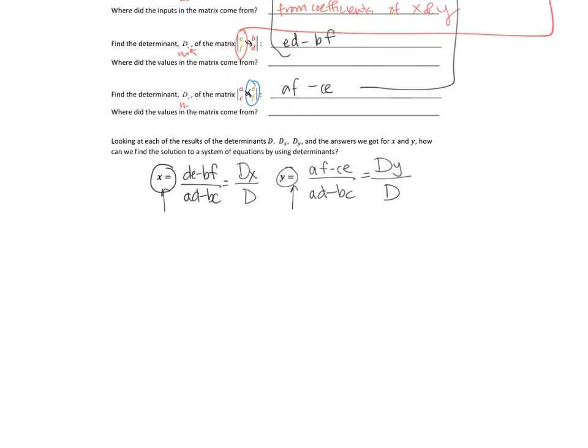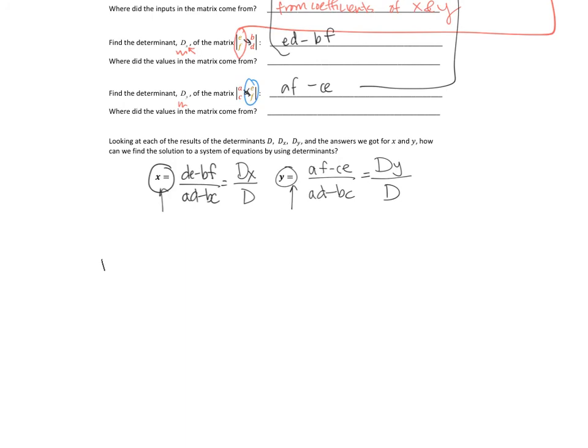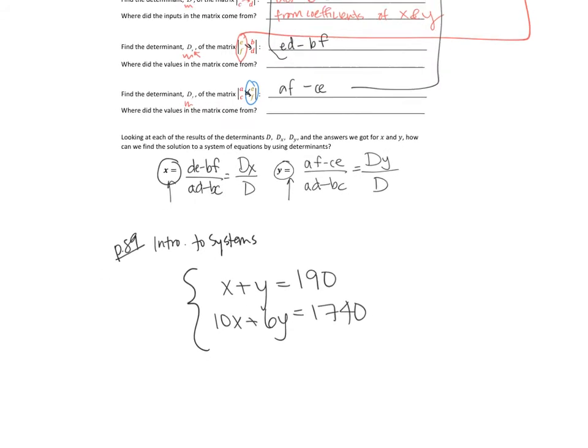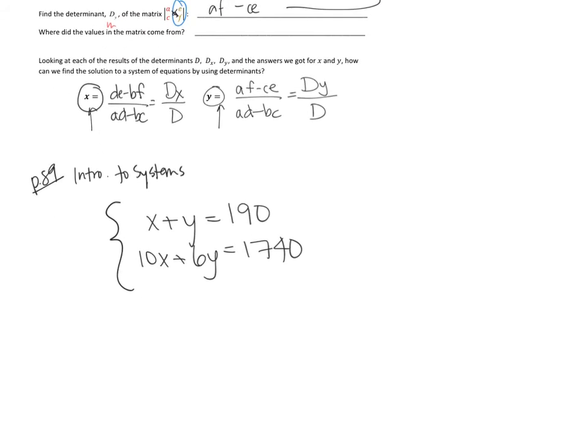So if we were to go all the way back to page 89 of our handbook and we look at our introduction to systems, we had a system of equations with two variables that said x plus y equals 190, and we had 10x plus 6y equals 1740. So if you remember that, that was our general admission and senior tickets. So we have solved that already. We did that before.